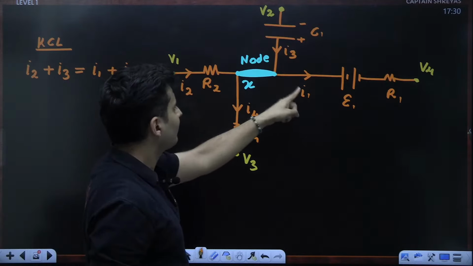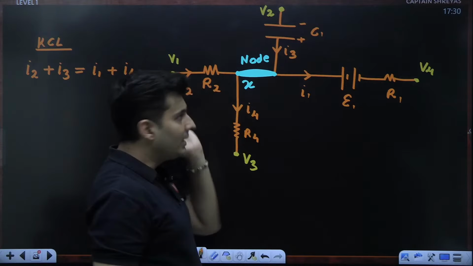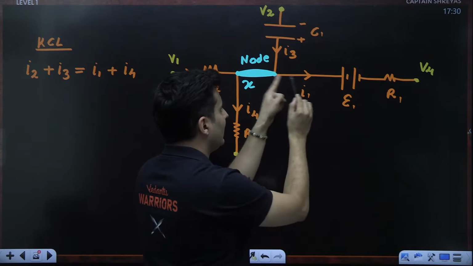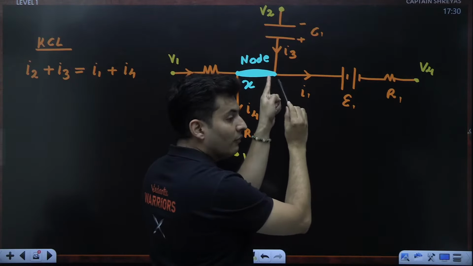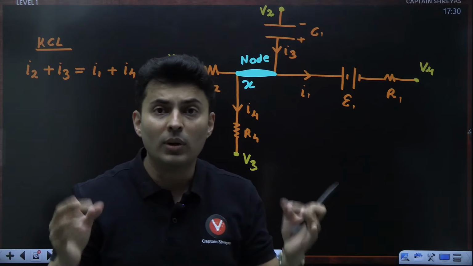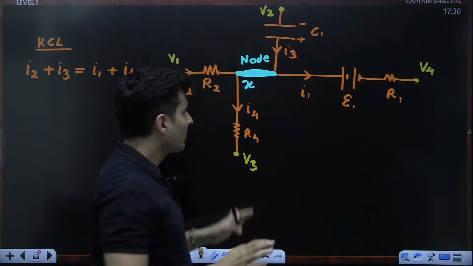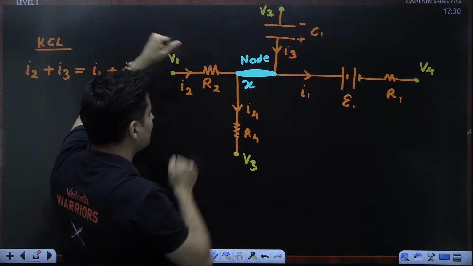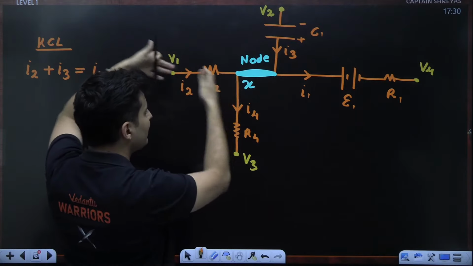What is I1? I1 is basically the current through this part, and this current will be voltage by the resistance. Current is basically voltage by the resistance. Similarly, this current will be voltage divided by this resistance here.